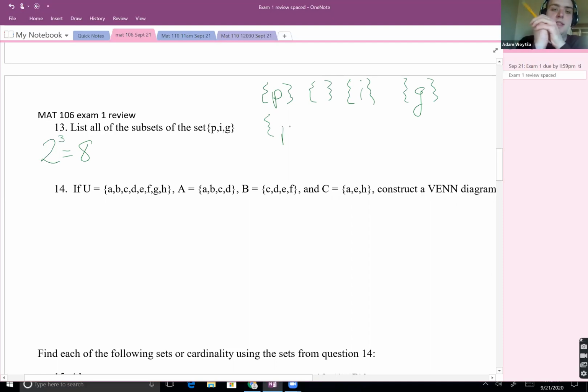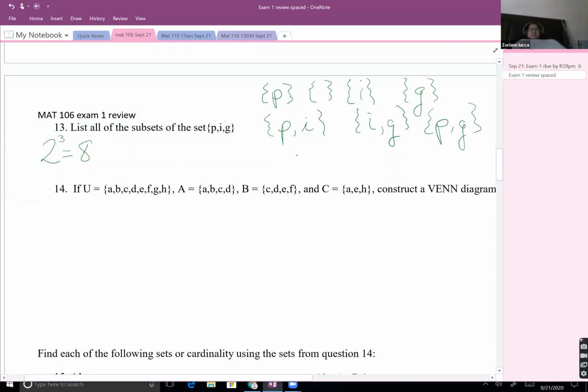P-I-G, pig, egg, and P-G. P-G, like the movies. Beautiful. And P-I-G. 1, 2, 3. Did we get them all? Yes. Beautiful.